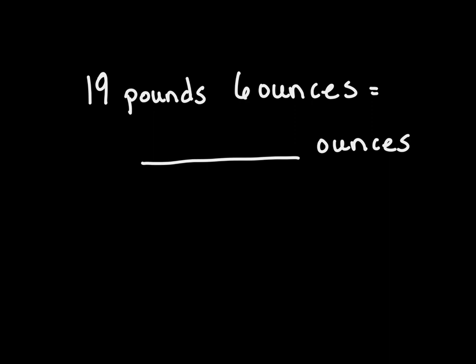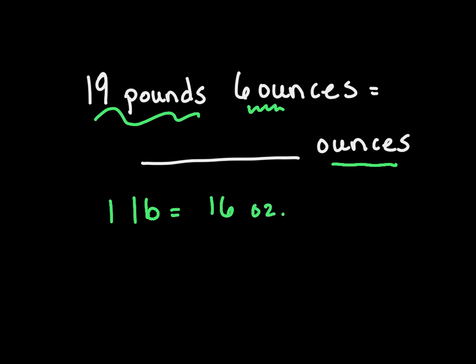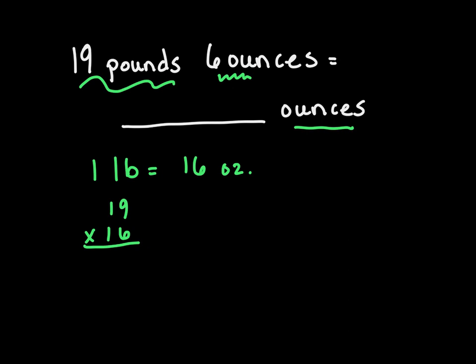19 pounds and 6 ounces is equal to how many ounces? Again, we have to convert this 19 pounds into ounces, and then we have this extra that we need to add on. So let's write down our conversion. 1 pound is equal to 16 ounces. And now we're going to use multiplication to convert. So 19 times 16, and you're going to have to choose the best multiplication method that you prefer. I'm just going to use standard for right now. 9 times 6 is 54. Put the 4, carry the 5.